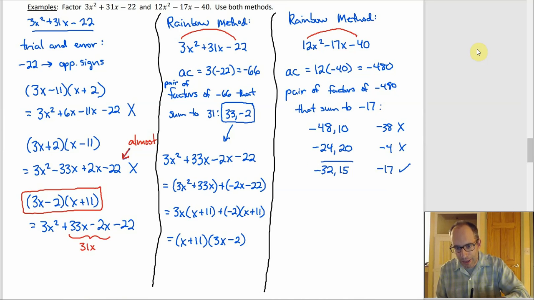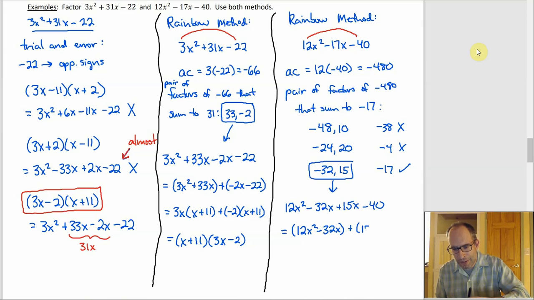So we're going to take this pair and we're going to rewrite the trinomial as 12x squared minus 32x plus 15x minus 40. And then we're going to group first two and last two. So 12x squared minus 32x, and then plus 15x minus 40. And then let's see, we could factor a 4x out of this. So factoring out the 4x, we'd be left with 3x and then minus 8.